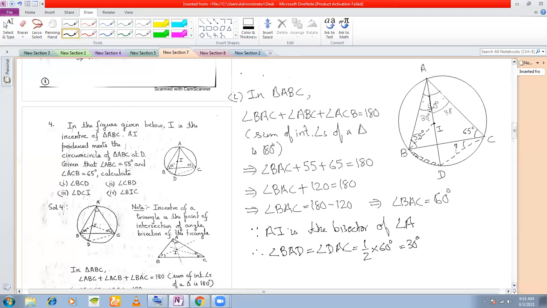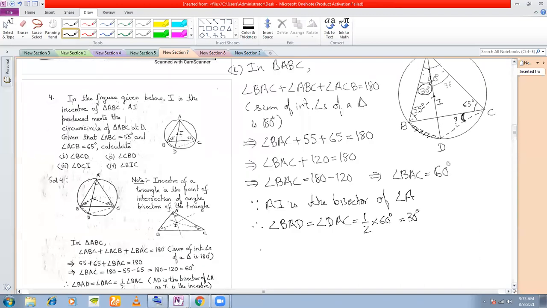Now once I have got this angle as 30 degree, these two angles will be equal. This 30 degree angle and this angle must be equal because they are angles on the same segment, the segment I have shaded here. Therefore, angle BCD is equal to angle BAD is equal to 30 degree. Why? Because angles on the same segment are equal. That answers the first part of the question.